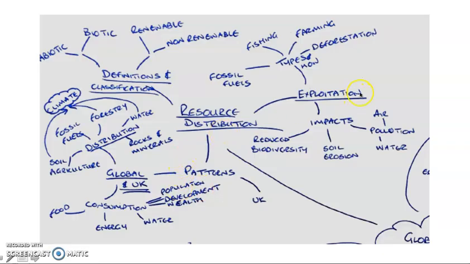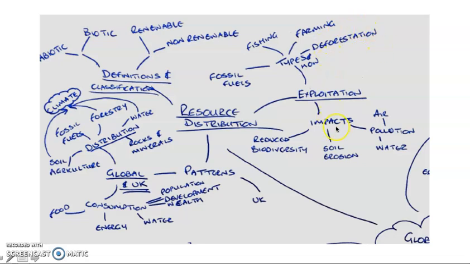Now, we also need to look at the exploitation of resources. So we need to know the different types of resources we can get from the environment, such as fossil fuels from in the ground, the fishing from the seas and the rivers, farming on the land, and deforestation.